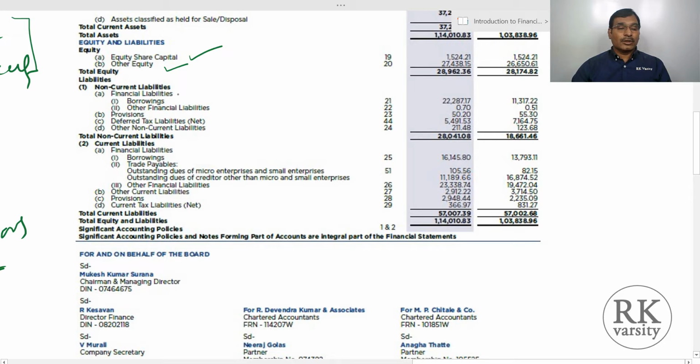When it comes to non-current liabilities, you have financial liabilities, importantly borrowings and other financial liabilities. Then provisions, deferred tax liabilities, and other non-current liabilities. So these are the examples of non-current liabilities.